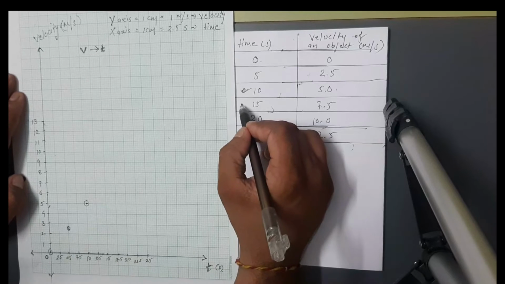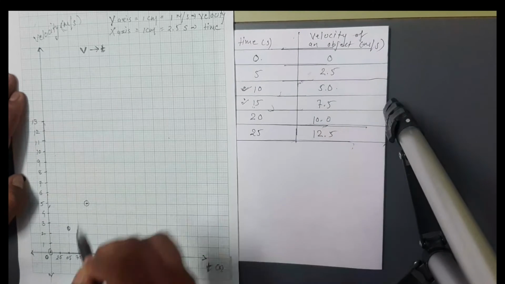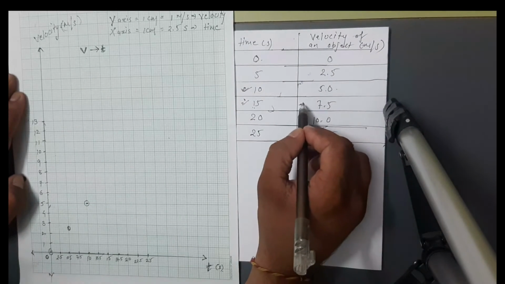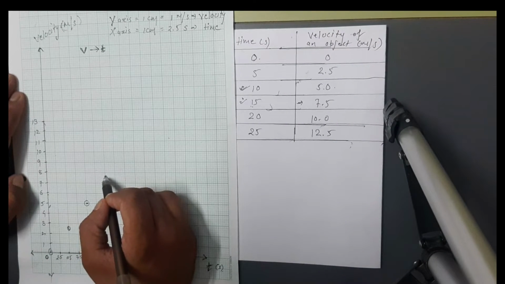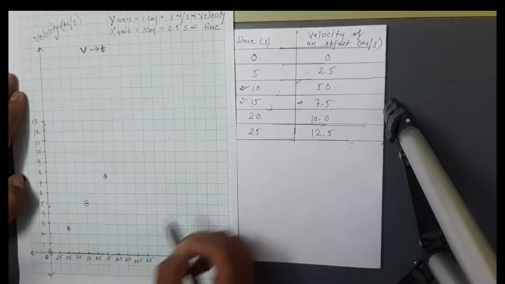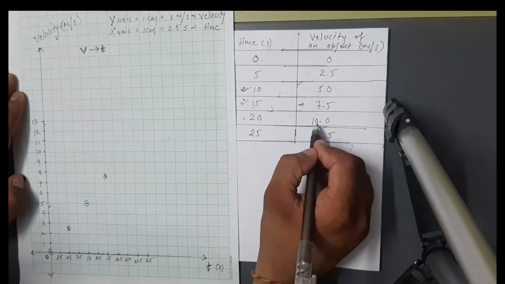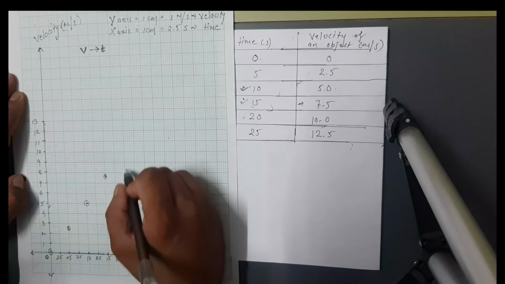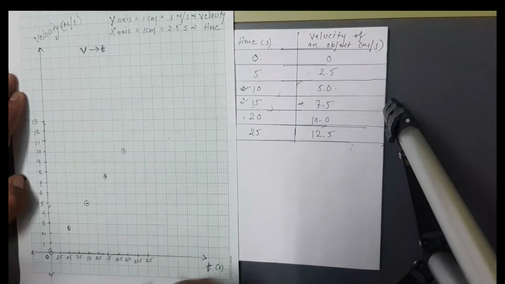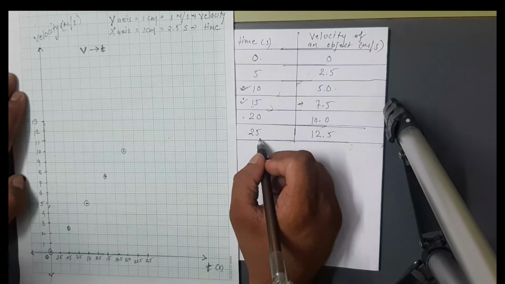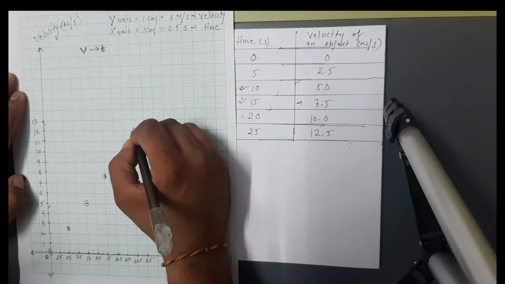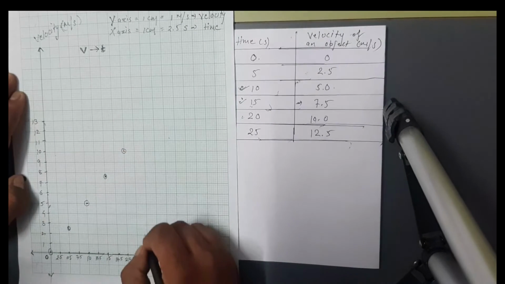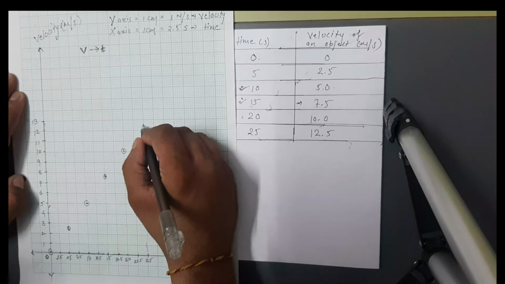Third one, when the time is 15 seconds, in such a case the velocity is 7.5. So for 15 we will get 7.5, so nearly it will be here. For 20 seconds it will be 10, so for 20 we will get it at 10. And for 25, when the time is 25, you will get the velocity of 12.5. So for 25 it will be here, at 12.5.